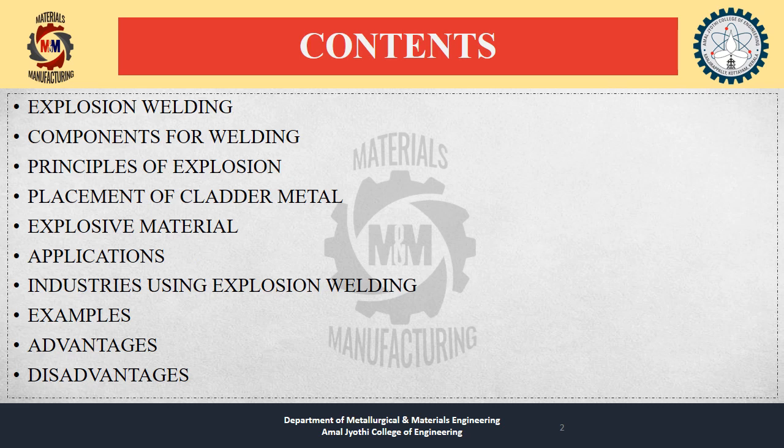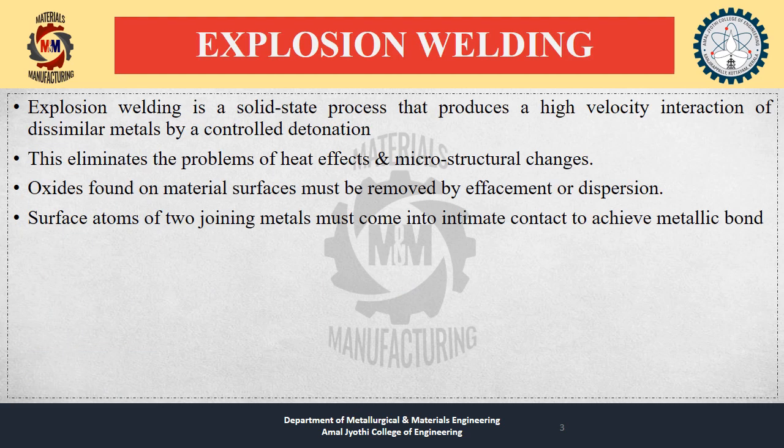First, explosion welding, then the components of explosion welding, then the principles of explosion, placement of cladder metal, explosive material, application, industries using explosion welding, examples, advantages and disadvantages, and then the references. So first, what is explosion welding?